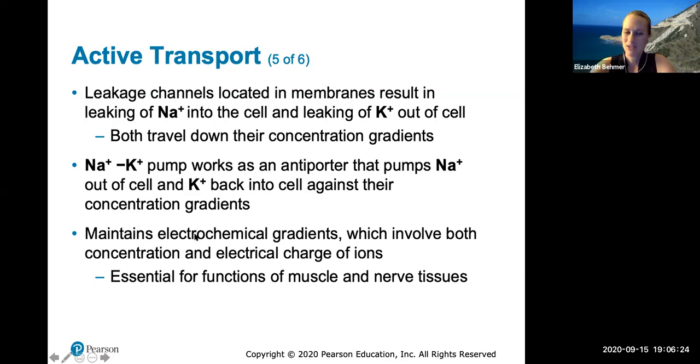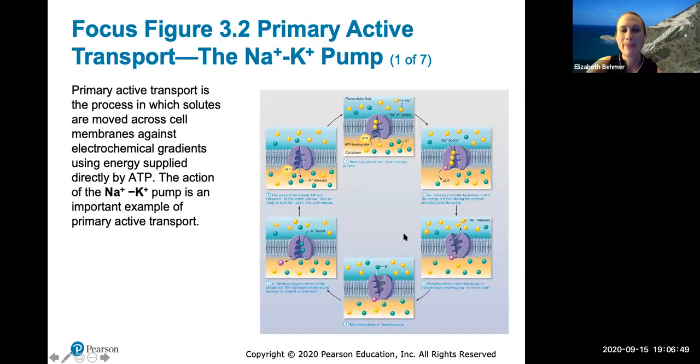And this is what it talks about by maintaining an electrochemical gradient, which involves both concentration and electrical charge in your nervous system. To send out an electrical signal throughout your nerves, it's all about changing the electrical charge of axons in your neurons. And this electrochemical gradient is maintained by your sodium-potassium pump.